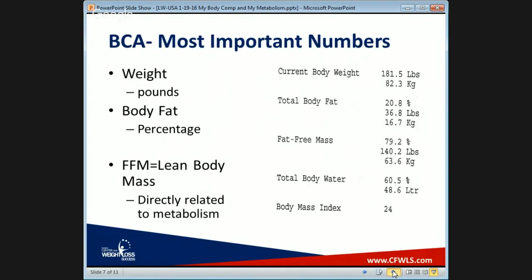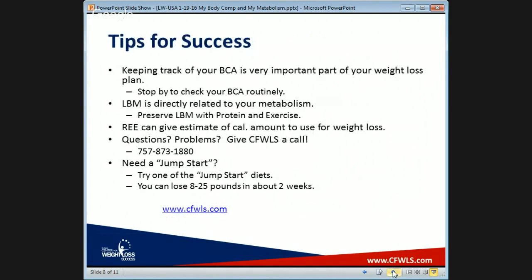All right, so some tips for success: you want to be keeping track of your body composition. Very important during a weight loss plan. I encourage people to check their body composition routinely. There's no reason to check it daily, but you should check it routinely. Anytime you're in the office, I'd encourage you to check it. About once a week at the most is what you need.